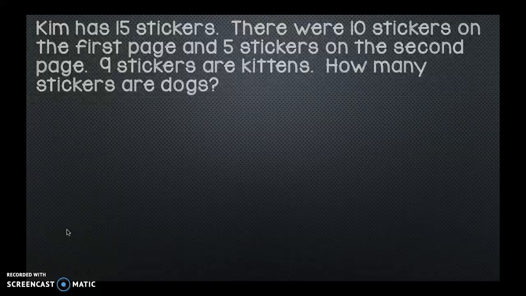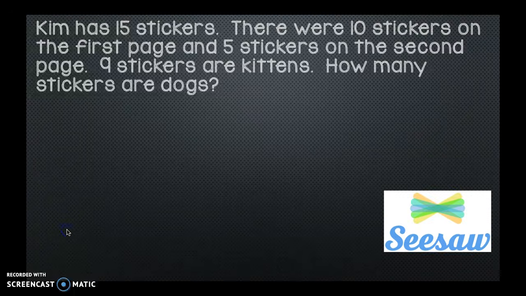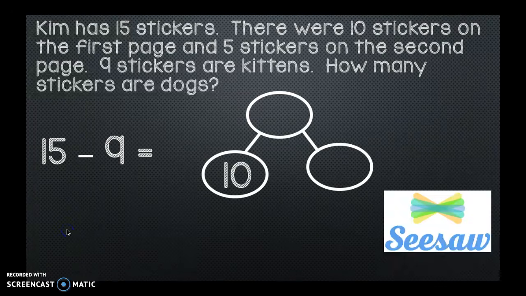It says, Kim has 15 stickers. There were 10 stickers on the first page and 5 stickers on the second page. 9 stickers are kittens. How many stickers are dogs? Okay, friend, this is what you're going to go ahead and do. I'm going to have you go ahead and fill in the number bond and finish the number sentence after you've done your picture and you've crossed out and circled how many are left over. So the number sentence is going to be 15 minus 9.